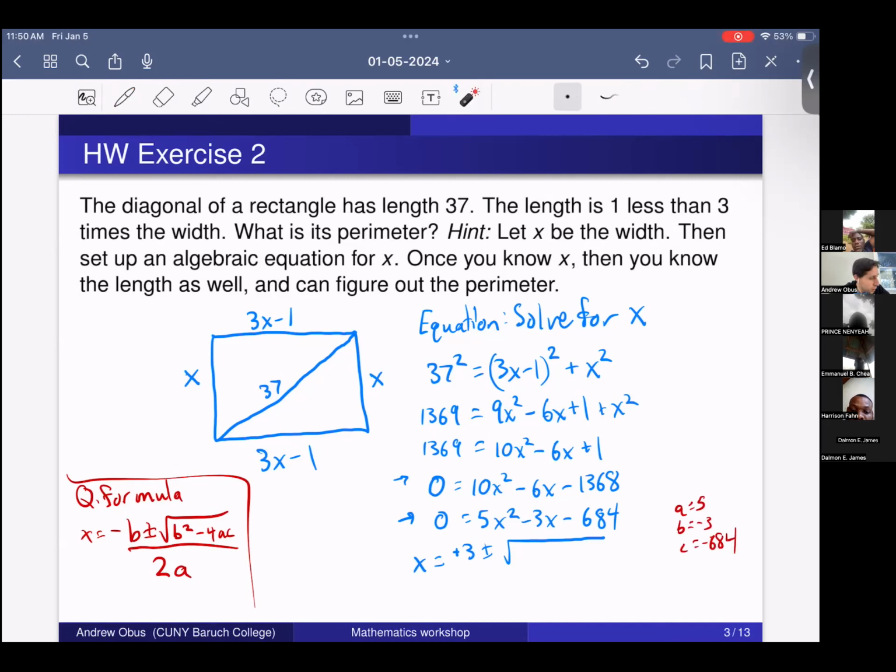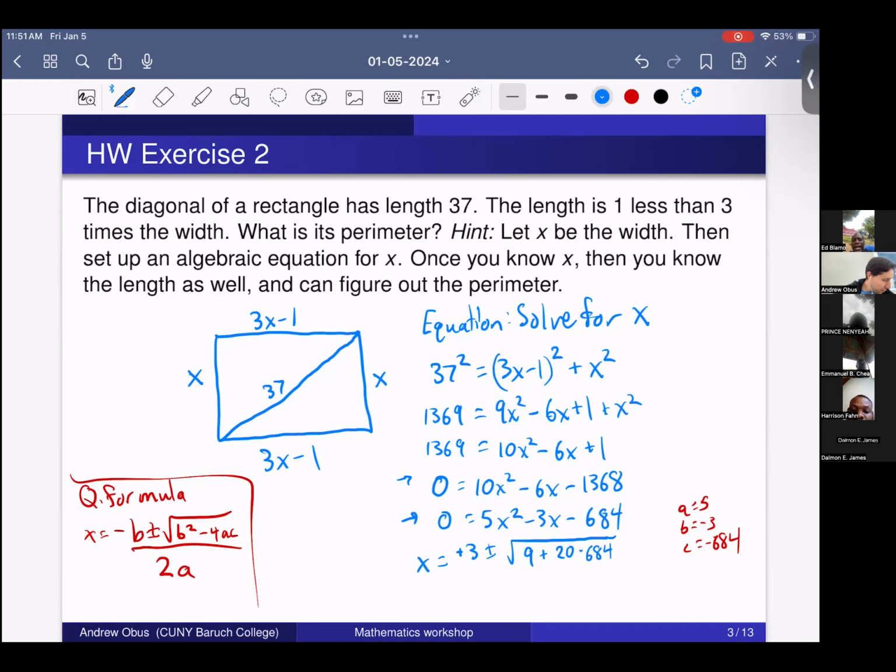Great. So plugging that all in, we get minus minus 3 plus or minus the square root of b squared, which is 9, and then minus 4ac. 4 multiplied by 5 is 20, times 684. It'll be negative 684, so we're adding it. Right, so it's minus negative 20. And then this whole thing divided by 10.